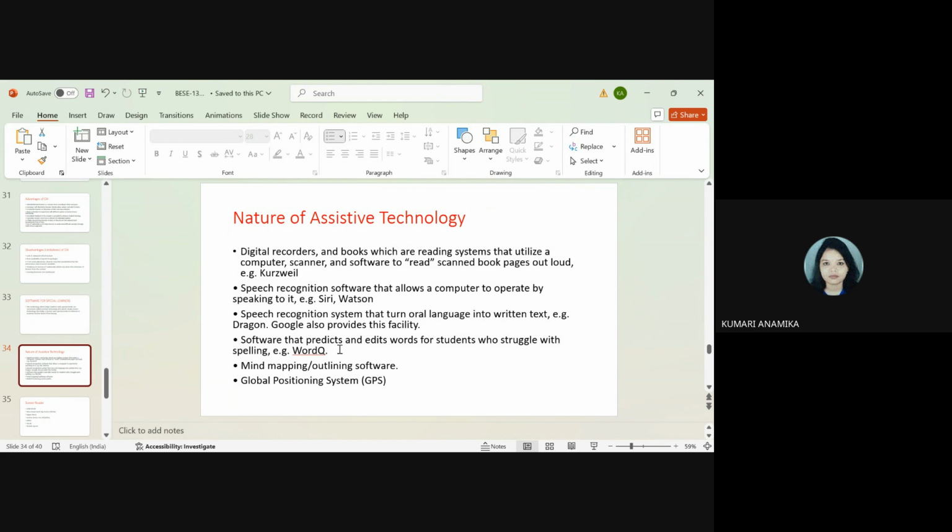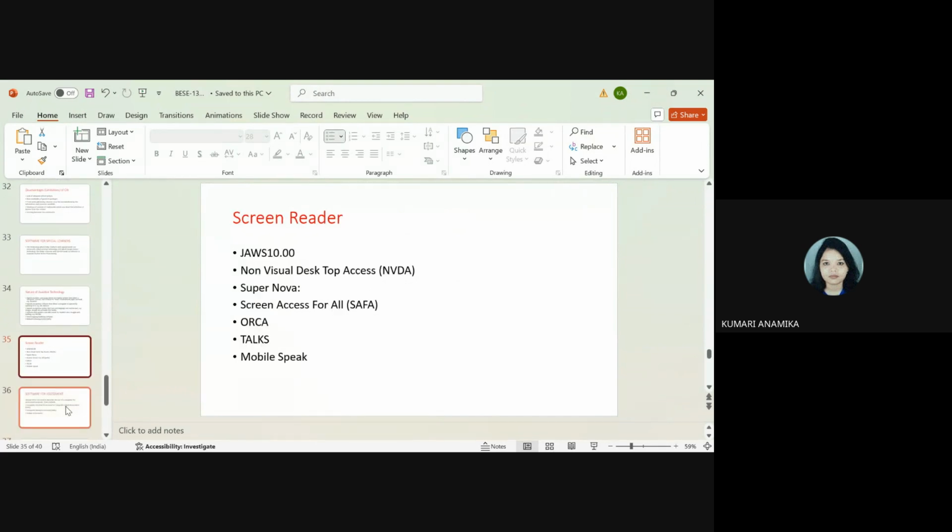Software that predicts and edits words for students who struggle with spelling is WordQ. Mind mapping and outlining software, global positioning system GPS. These days, even if we are taking photographs of any event, we are making use of this GPS, because this is the demand, the need of the hour.